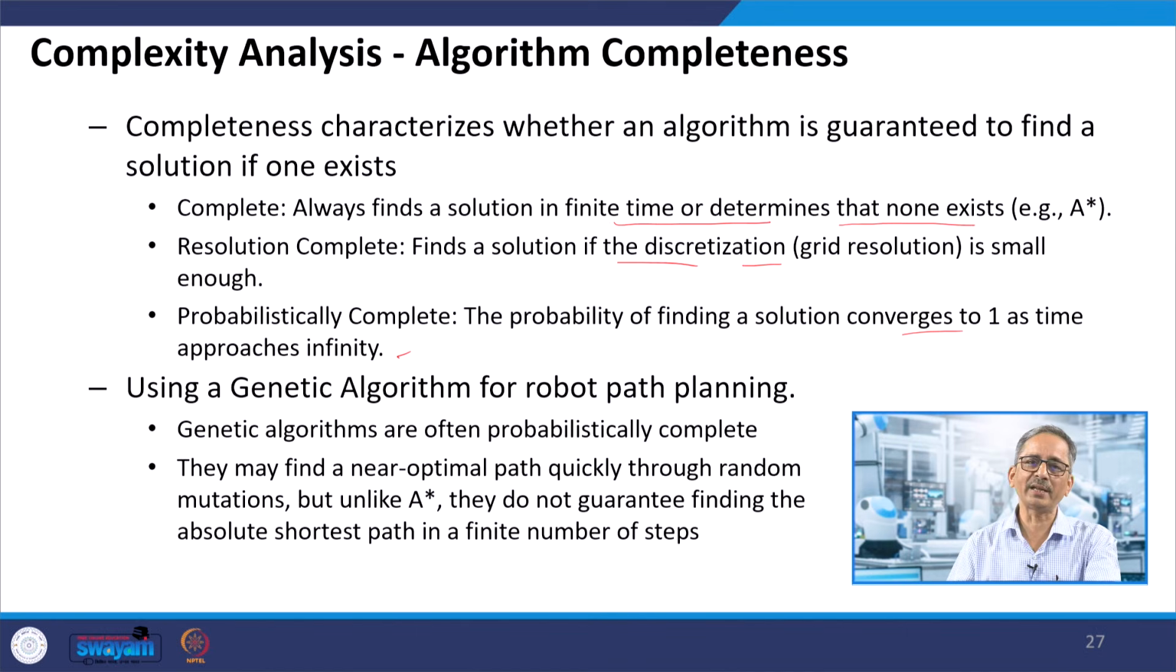If we are using a genetic algorithm or GA for robot path planning, okay, this is often probabilistically complete, and it may find a near optimal path quickly through random mutation, but unlike A star, it does not guarantee finding the absolute shortest path in a finite number of steps. Again, we will be seeing these things when we study the genetic algorithm in detail.